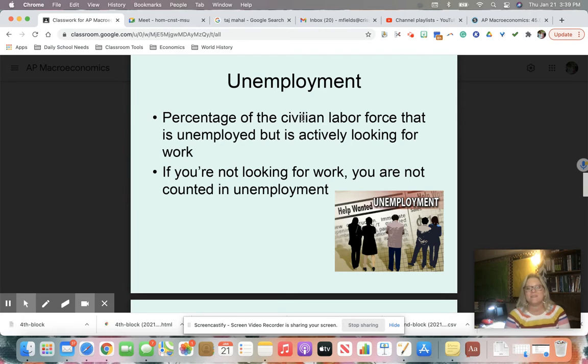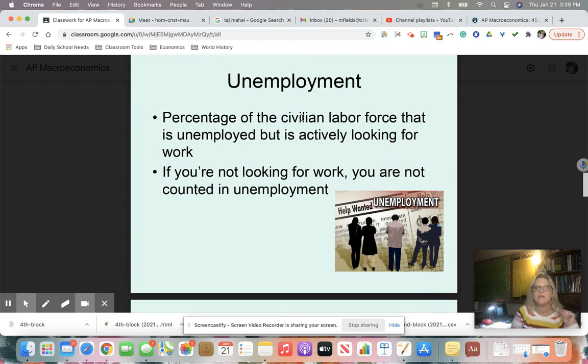So what this means is that if you want to be in the labor force, you have to either have a job or be looking for a job. Because if you don't want a job and you're not looking for a job, then you don't count as part of the labor force.